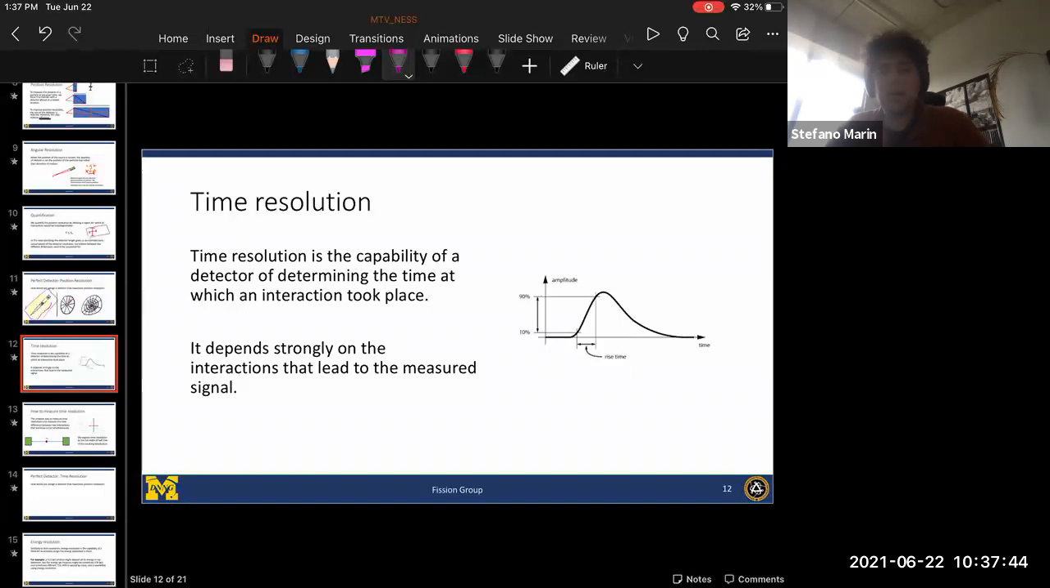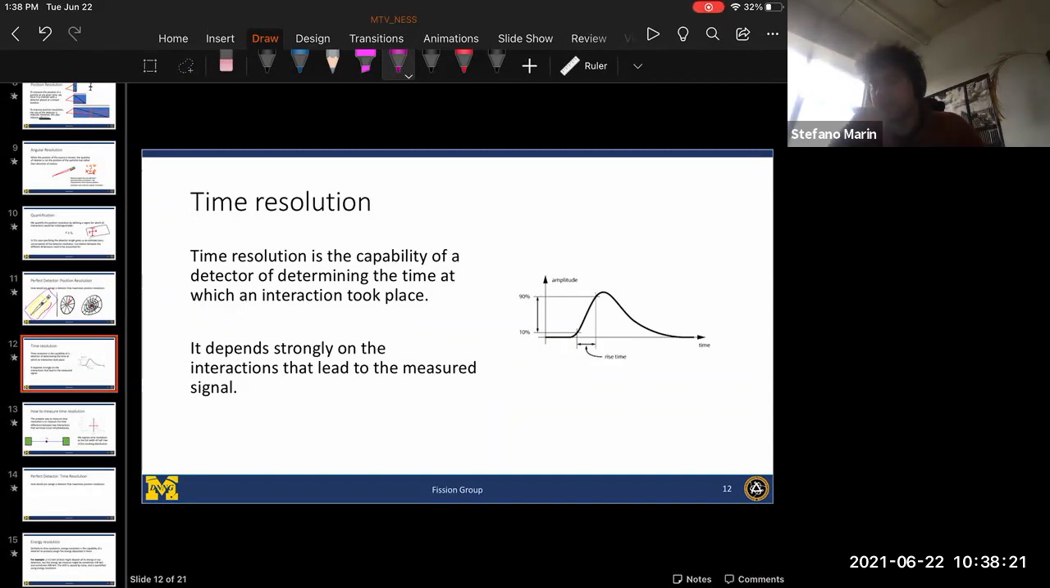Okay, let's talk now about two more properties of detectors that affect how they measure some properties of the particle internally. These are properties that depend somewhat on the geometry, but are very much dependent also on the internal structure of the material that you create the detector out of. So let's see what the time resolution is. The time resolution is the capability of a detector of determining the time at which an interaction took place.